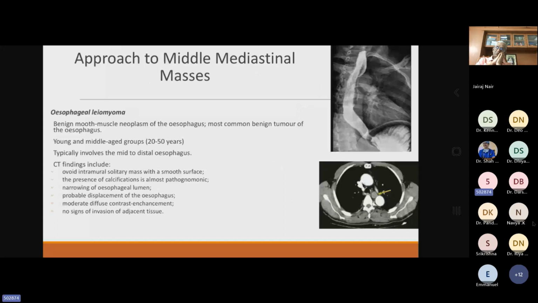Esophageal leiomyomas, benign smooth muscle neoplasm of the esophagus, are the most common benign tumor of the esophagus. It is seen in the young and middle age group of 20 to 50 years. CT findings include an oval intramural solitary mass with a smooth surface, the presence of calcification, narrowing of the esophageal lumen, displacement of the esophagus, diffuse contrast enhancement, and no signs of invasion of adjacent tissue.